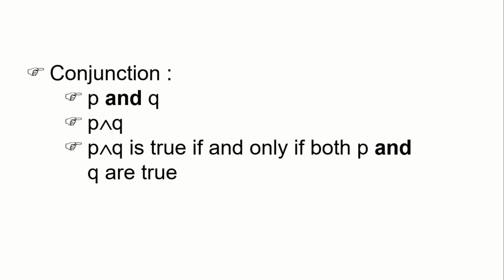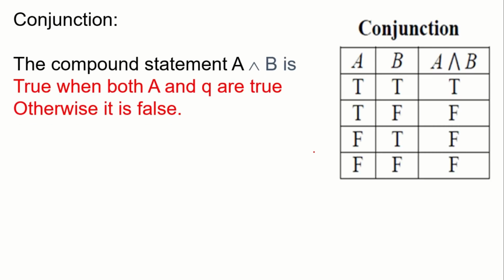Next, we have this connective and, or the conjunction. The symbol looks like an inverted V, or you can read this maybe as a hat, P hat Q. It is true if and only if both P and Q are true. So this is the truth table. We have proposition A and proposition B, and these are all possible combinations of the truth values. It can be both are true, both are false, A is true and B is false, or A is false and B is true.